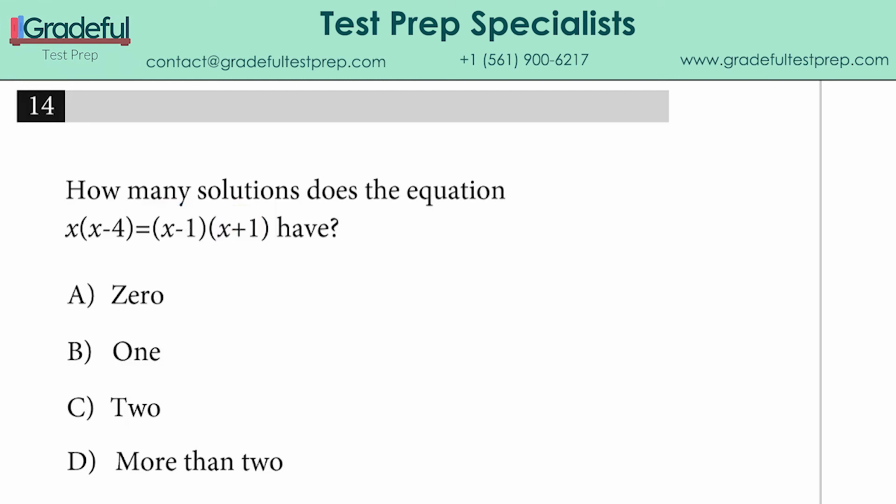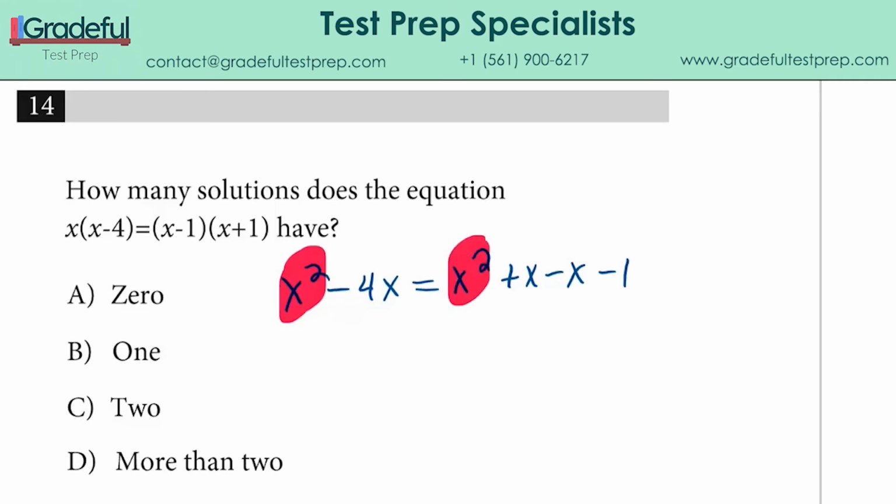So if we distribute the left-hand side, we'll get x squared minus 4x. And if we were to FOIL the right-hand side, we'd have x squared plus x minus 1. And this is a quadratic situation because it's got x squared, so we're going to want to set it equal to 0, but it's even easier than that because if we just go ahead and take away x squared from both sides, it becomes a much easier situation.